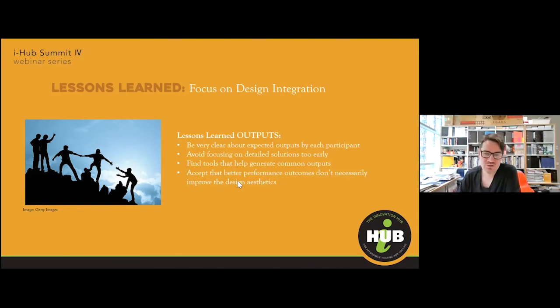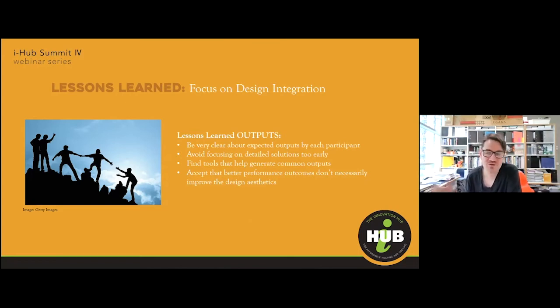What we also noticed is that we need to accept sometimes that better performance outcomes don't necessarily improve the design aesthetics, and that might be a bit of a surprise. But depending how it's handled, you could have a building that looks quite similar to a building that's really not optimized environmentally compared to one that does. The devil is in the details sometimes.